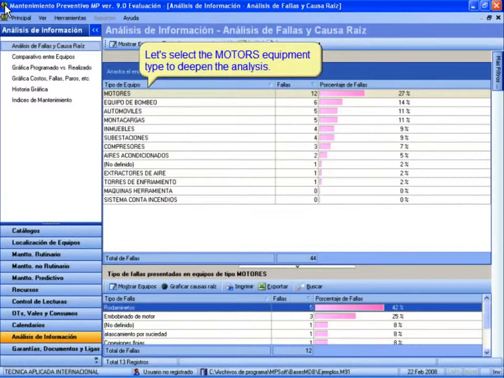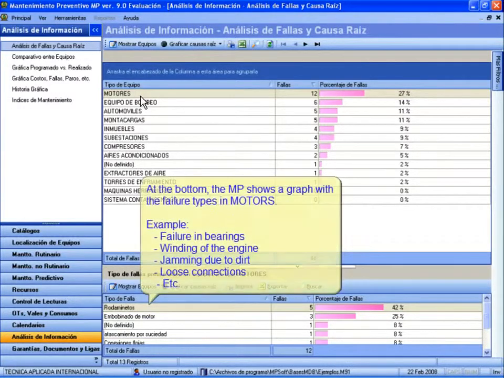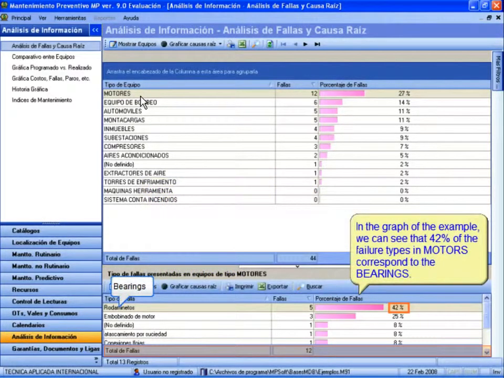Let's select the motor's equipment type to deepen the analysis. At the bottom, the MP shows a graph with the failure types in motors. Example: failure in bearings, winding of the engine, jamming due to dirt, loose connections, etc. In the graph of the example, we can see that 42% of the failure types in motors correspond to the bearings.